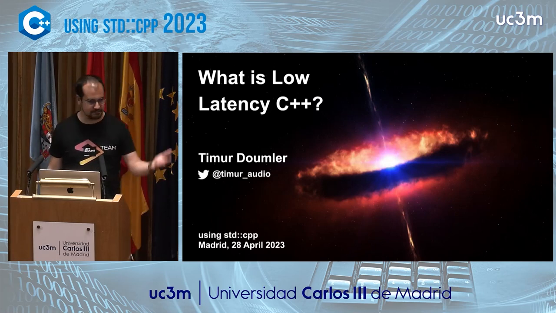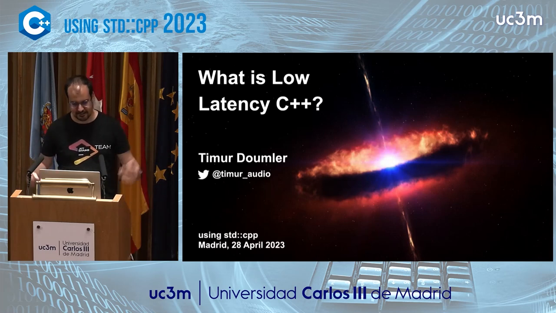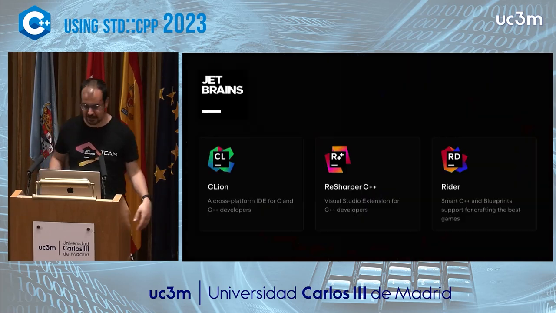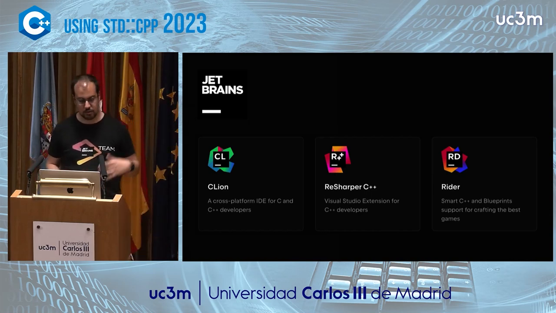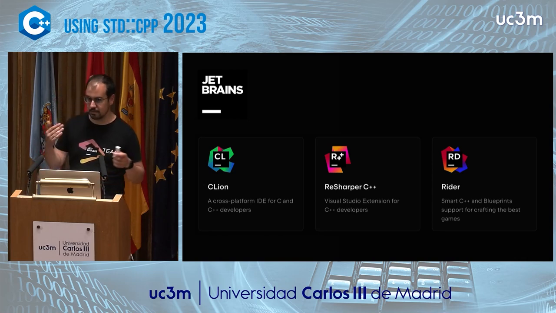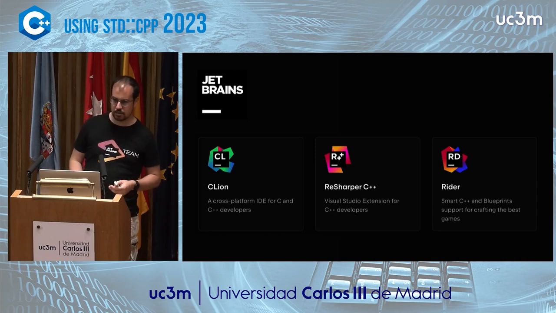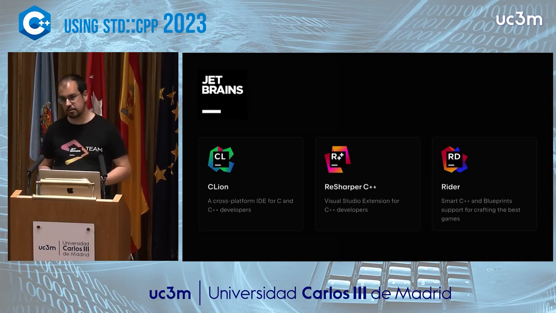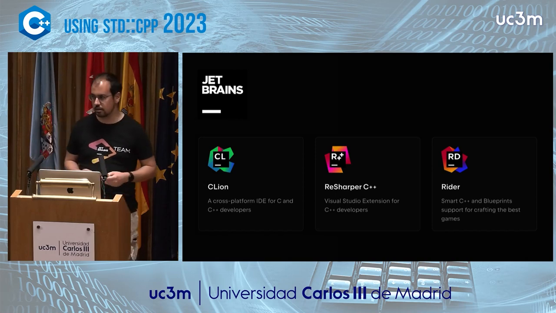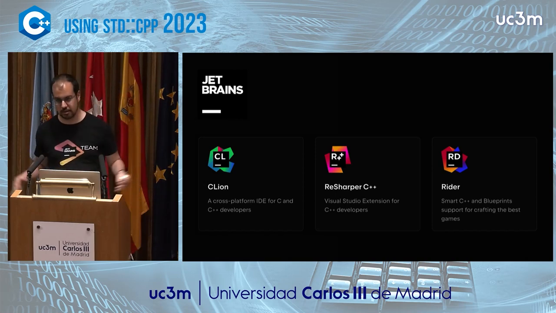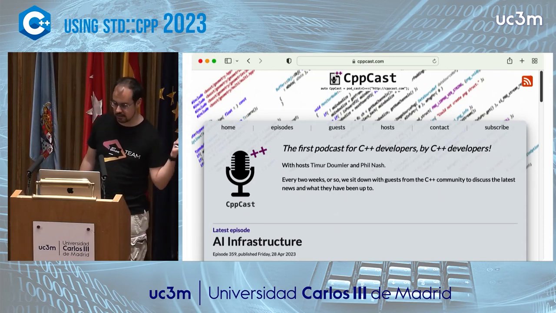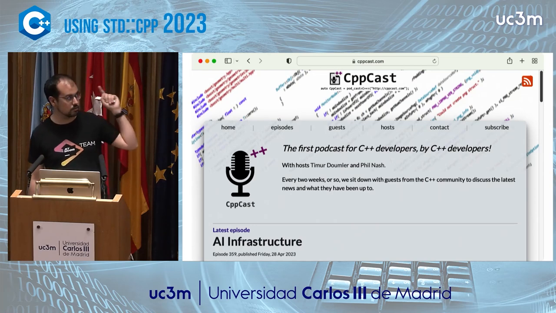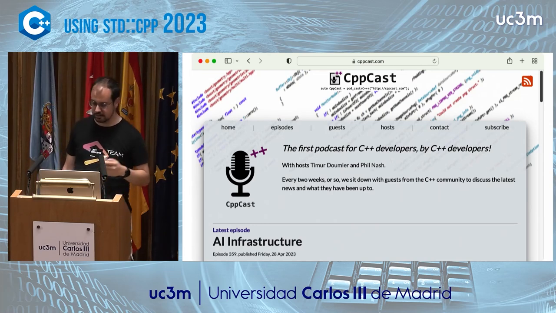Thank you, Jose Daniel, for reading my bio already, so I can skip through this very quickly. I work at JetBrains. This is my main job. I'm a developer advocate there. We make developer products. We make CLion, which is a C++ IDE that I'm sure some of you know and use. We also make ReSharper C++, our plugin for Visual Studio, and Rider, an IDE for .NET and Unreal game engine development, and lots of other products for other programming languages. I'm also co-host of CppCast, as Jose Daniel said, together with Phil Nash. We just released a new episode literally this morning, so tune in.